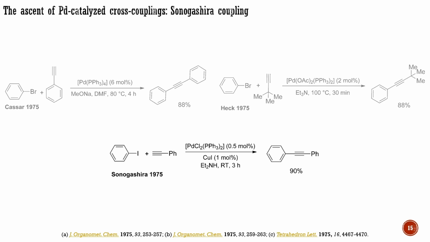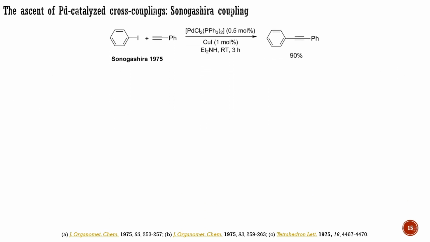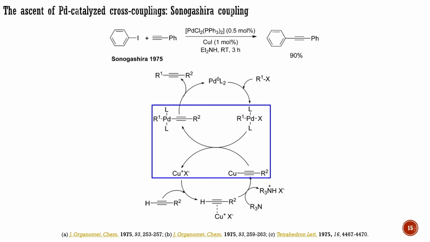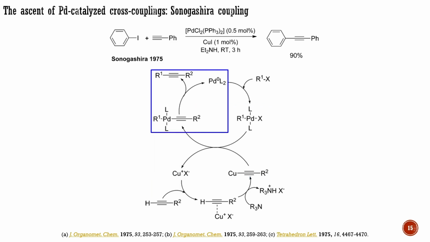For the Sonogashira coupling, there are 2 catalytic cycles operating together. The deprotonation of acetylene is assisted by copper and leads to the in situ generation of the corresponding copper acetylide. The latter undergoes a transmetallation with the palladium-2 intermediate, regenerating the copper catalyst. The reductive elimination of the product from this palladium acetylide intermediate regenerates the palladium-0 catalyst, which can undergo another oxidative addition in the next cycle.